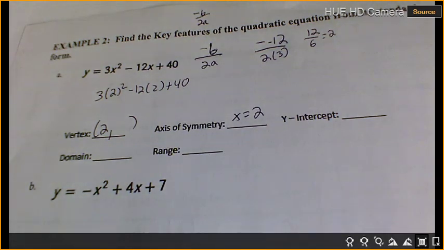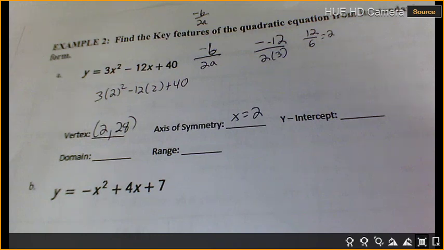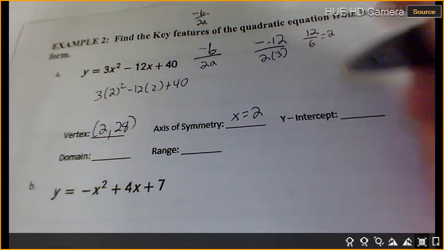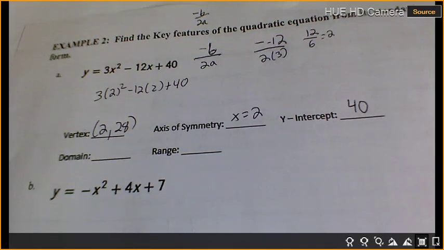So to find the vertex, you plug in the axis of symmetry for x. Yes. So Jenna summed it up one more time. She said to find the vertex, you have to take the axis of symmetry and plug it in for x. We get 28. Good. What is the y-intercept? It is 40. It's always the c value, right?